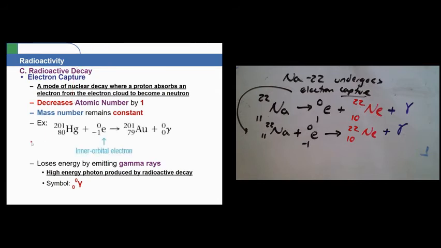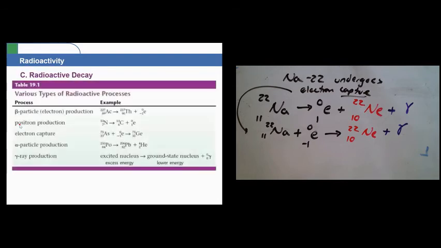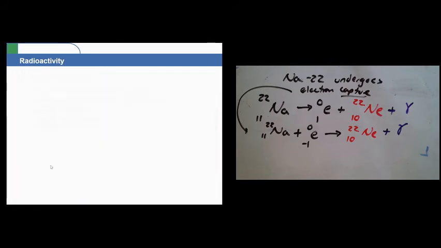So another example would be mercury 201. It captures this inner orbital electron to produce gold 201. So the mass stays the same, but mercury loses an atomic number, basically, since it gains a negative 1, becomes 79, and 79 is gold. So it's the exact same process. All right. Now, here's a diagram showing additional examples of each one. And just keep in mind that gamma rays are produced with both positron production and electron capture. You've got to remember to add that every time.